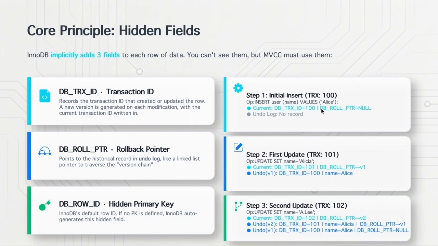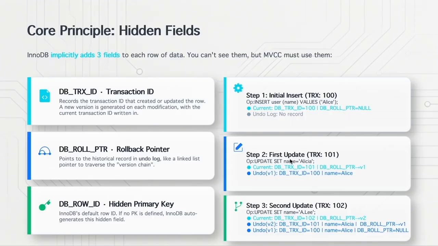This example demonstrates the life cycle of a single row of data through three steps: an initial insert and two subsequent updates. Step 1. Initial insert by transaction 100. We start with a simple insert statement. When this happens, InnoDB creates a new row. The DB_TRX_ID for this row is set to 100, the ID of the transaction that created it. Since it's the first version, the DB_ROLL_PTR is none, and there's nothing in the undo log yet.